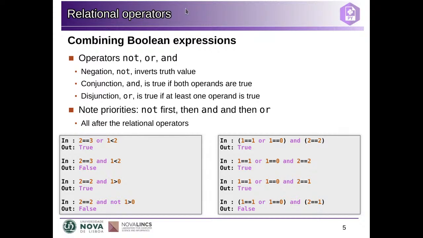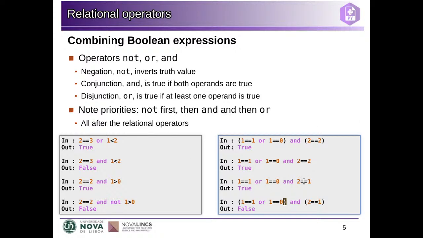You can also combine Boolean expressions, that is all these expressions that return true or false. You can combine them with these logical operators, not, or, and. So the negation takes precedence and inverts the truth value, then conjunction, and then disjunction. So they are evaluated in this order. If you are in doubt about the priorities, you can also always use parentheses to make sure it's done in the order that you want.